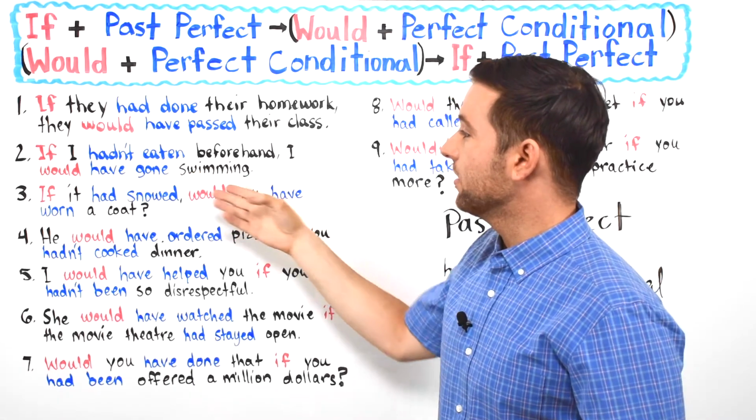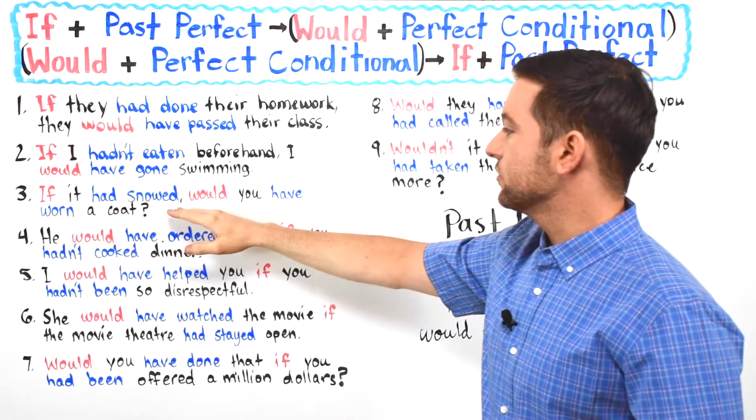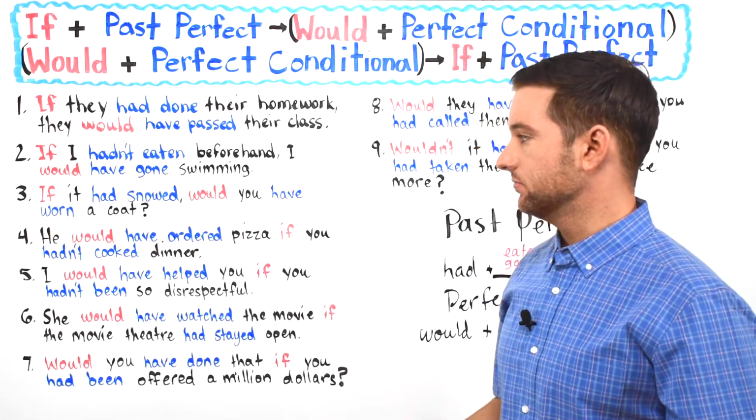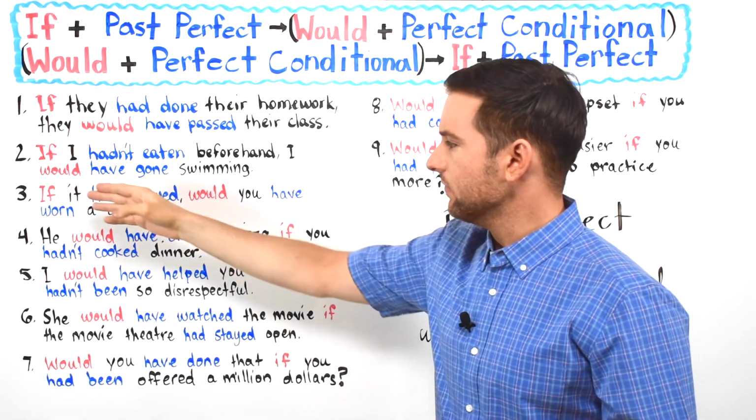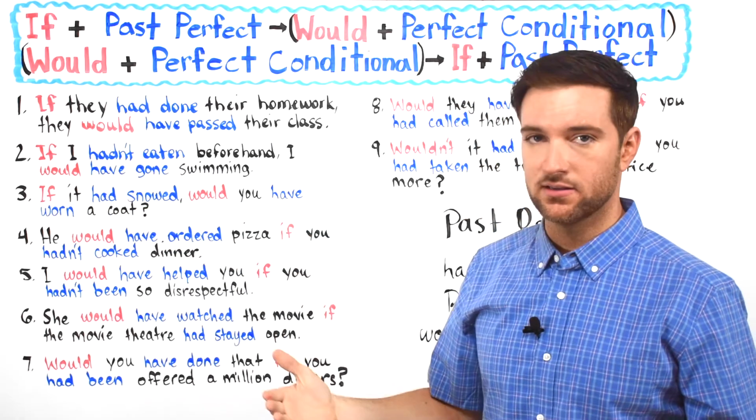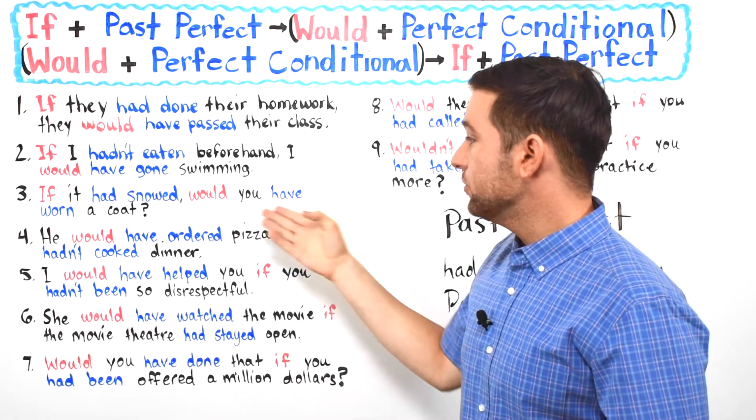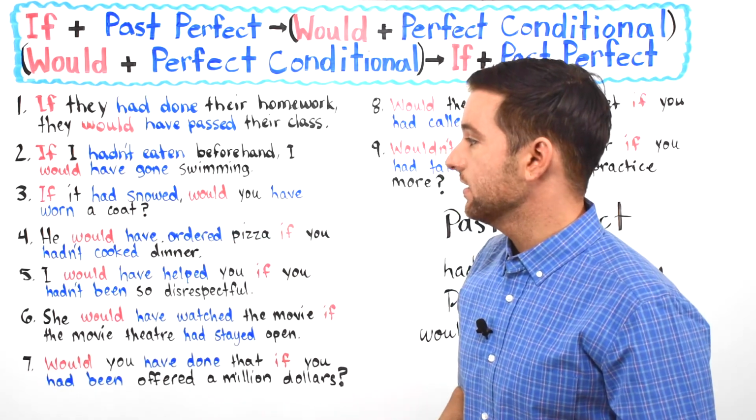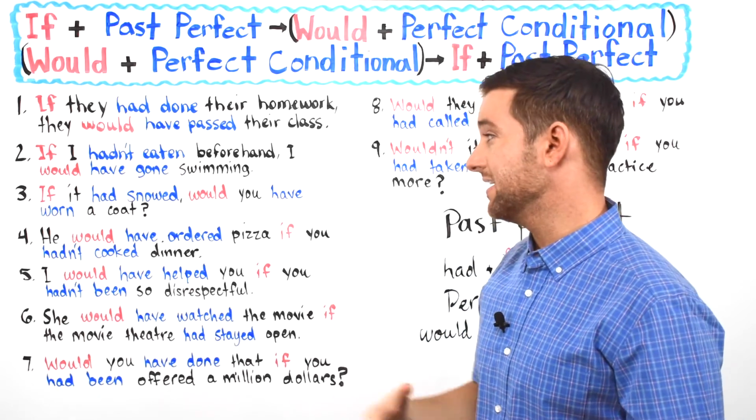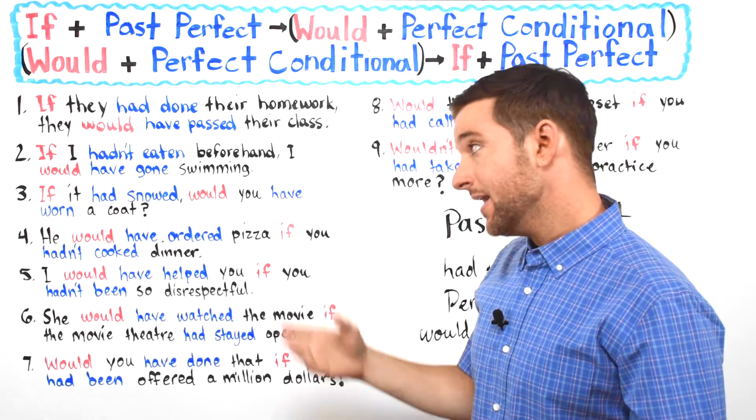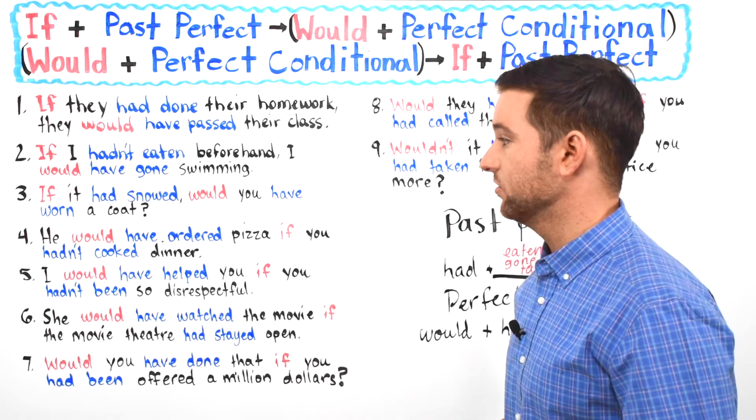Then I would have gone swimming, okay? Number three says, if it had snowed, would you have worn a coat? You can also use this with questions, okay? If it had snowed, hypothetically, if there was snow, maybe it's winter, would you have worn a coat? I think the answer is going to be yes. So you can probably say, if it had snowed, I would have worn a coat. Yes, I would have, you could say.